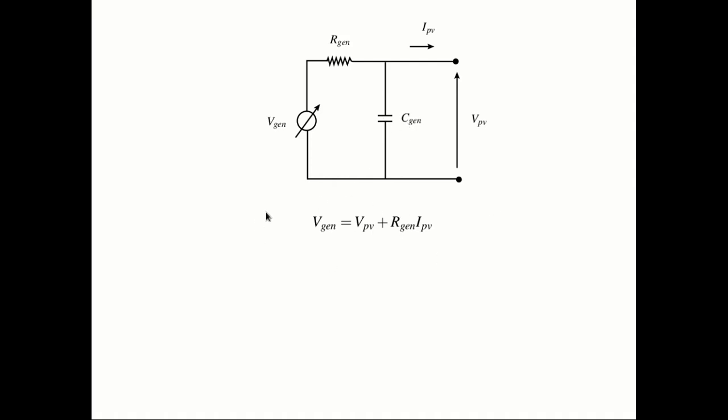So this is the value of the generated voltage that we need once we calculate IPV. This is how we model the solar panel.